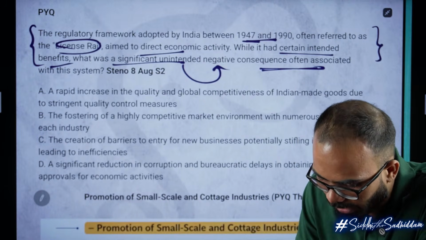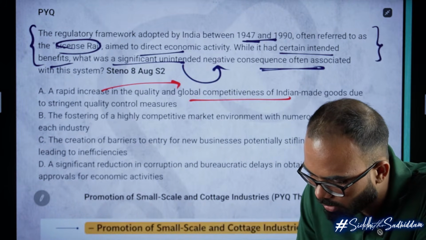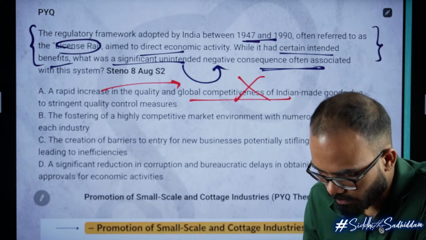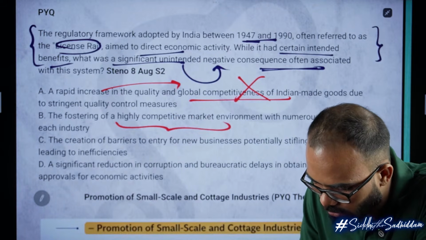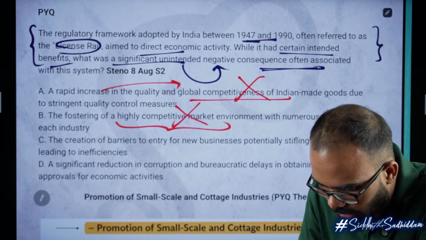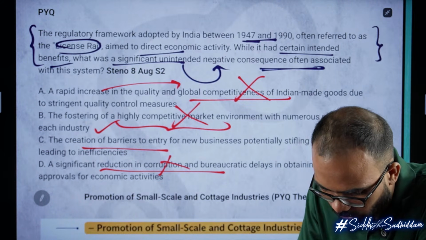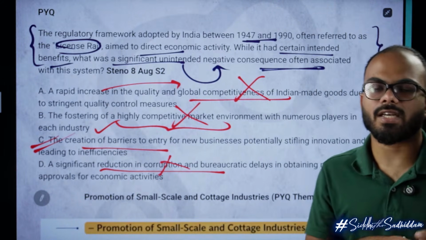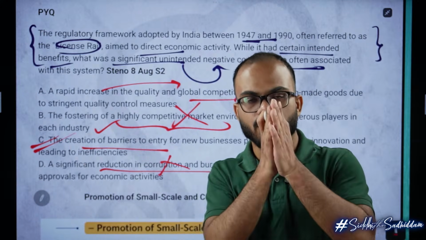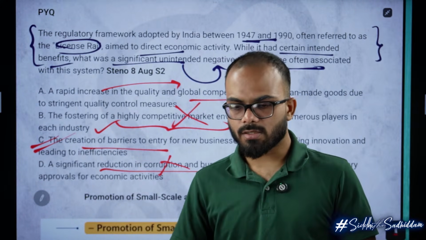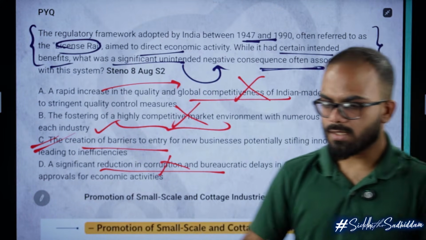First, a rapid increase in quality and global competitiveness. Wrong. Fostering highly competitive market. Wrong. Creation of entry barriers. Right. Reduction in corruption. Wrong. My answer is C. Did you notice that I did not read the entire answer choice, or the entire option? This is how you handle these kind of questions. The answer is C.